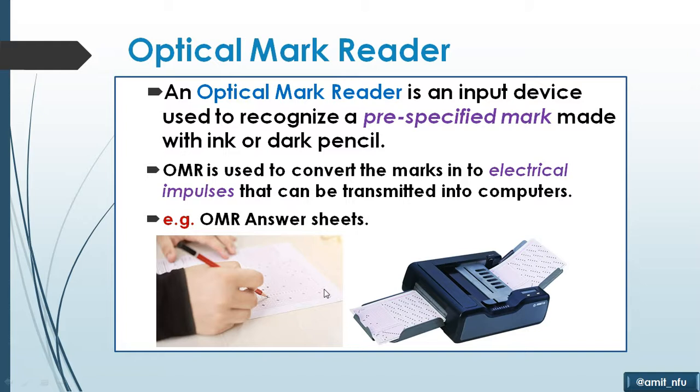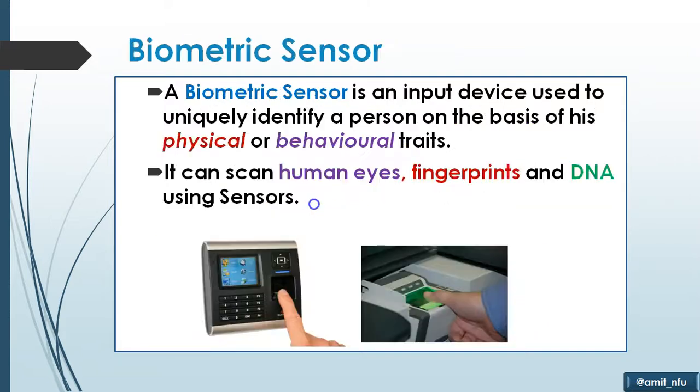Now, optical mark reader. All of us are very much familiar with this picture where a student is marking his OMR sheet. So these OMR answer sheets are scanned in a device which is a kind of input device, so it is called optical mark reader. It's an input device used to recognize a pre-specified mark made by ink or dark pencil, and it converts the marks into electrical impulses, again electrical signals, that can be transmitted to the computer to process.